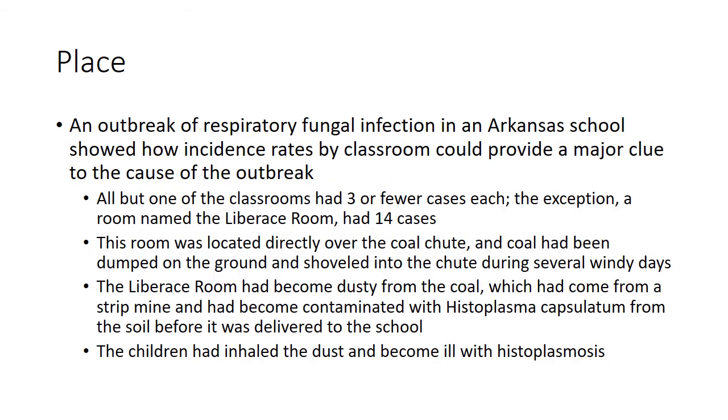A good example where characterizing the place of an outbreak is really important is this fungal respiratory infection in an Arkansas school, showing how the rates by classroom could give you a clue to the cause of the outbreak. All but one of the classrooms had 3 or fewer cases each. The exception was the room named the Liberace room. I'm not sure what it did to acquire that name, but I'm sure it was something very special. It had 14 cases, which is pretty abnormal.